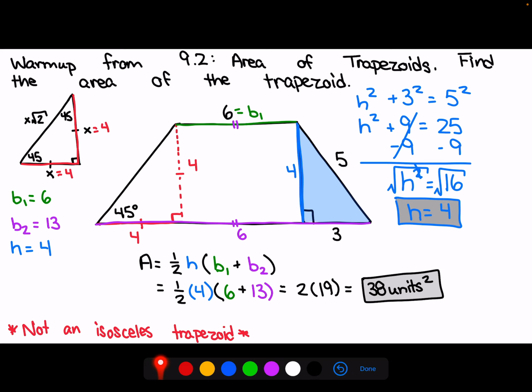Again, the most important thing that I want you guys to take from this is don't assume something is isosceles just because it looks that way. Make sure that you check through it first.